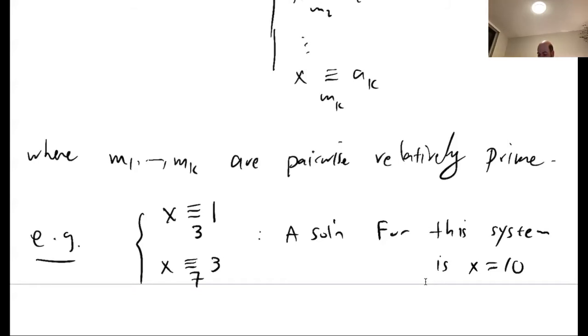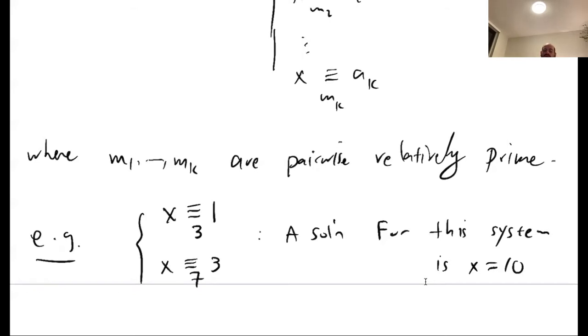Why? Because 10, when you divide it by 3, gives remainder 1. When you divide it by 7, you get remainder 3. So 10 is one solution here, because it satisfies both congruences at the same time. But of course, we could ask, are there any other solutions other than 10? Or can we find all the solutions?